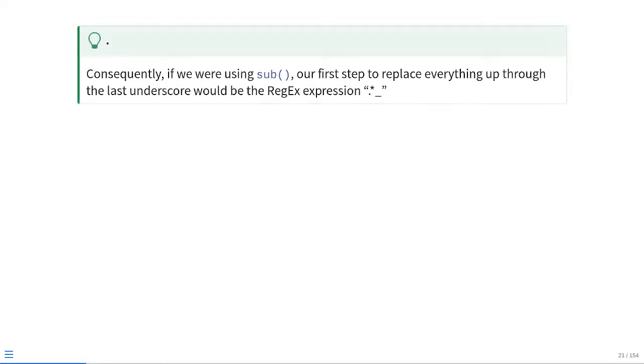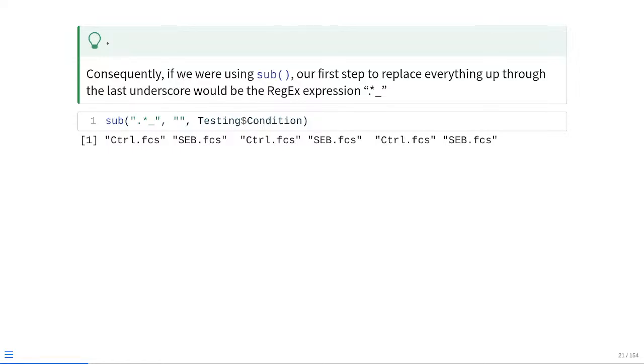So consequently, if we're going to try to use this base R sub function, we want to have something that will basically replace everything up through the last underscore, but just leave it empty, which would just leave us with control.fcs or seb.fcs as the particular file name at that stage. So the regex expression that we're going to see used at this first step here is going to be this one, basically .*_. We'll explain how regex works in a minute. I'm just showing you how it looks in function, where basically it's getting rid of anything that's present in front of the very last underscore, and it's replacing it with nothing.